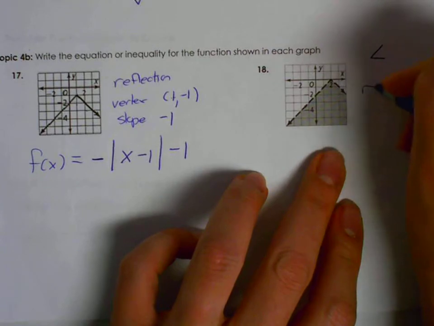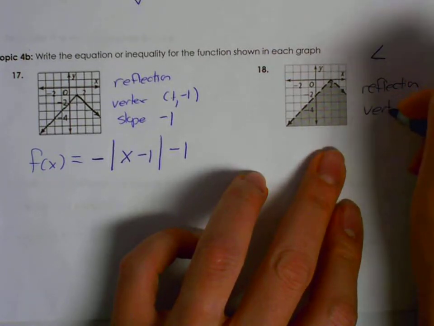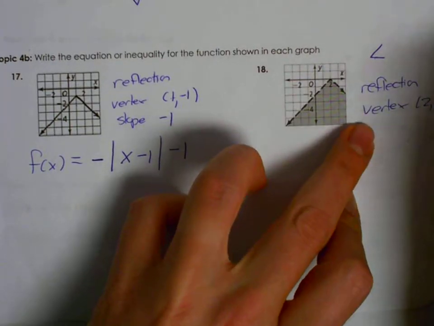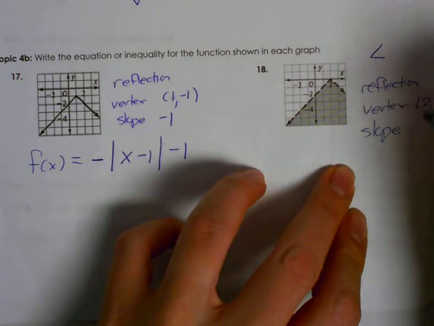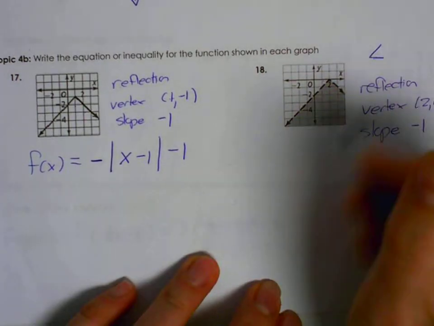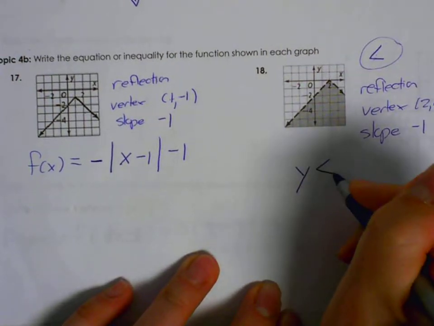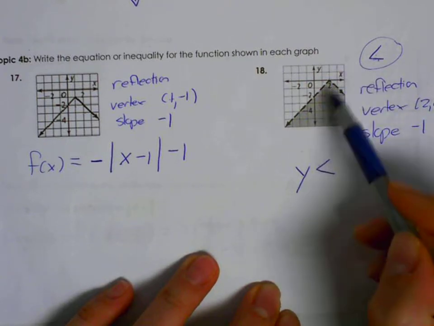All right, this one is also a reflection. My vertex on this one is at 2, 0. And my slope for this one is still down 1 over 1. So now I'm going to write y, and that's where this comes into play, is less than. And again, it's less than because it's a dashed line and it's shaded underneath.